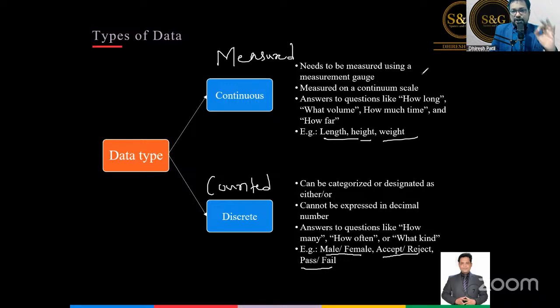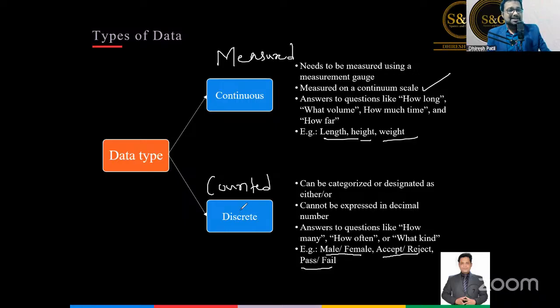Whatever we can measure on a continuous scale, like 1.1, 1.2, 1.3, 1.5, 1.92, 2.1, 2.22, that is called continuous data. And 1, 2, 3, 4, with nothing in between, that is called discrete data. Are you clear? So continuous data can be expressed in decimals. Discrete data generally is 1, 2, 3, a whole number.